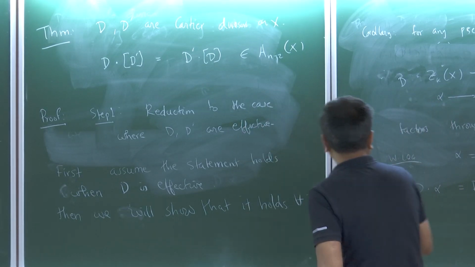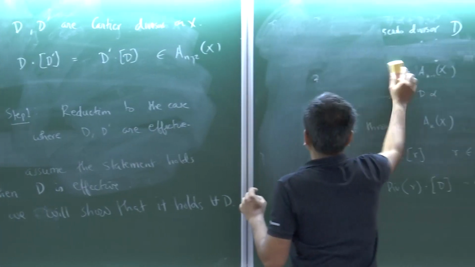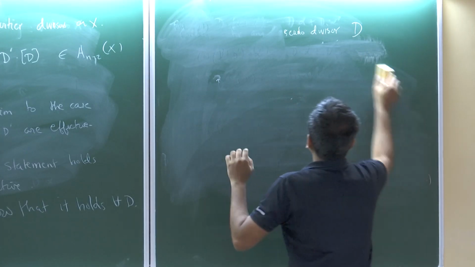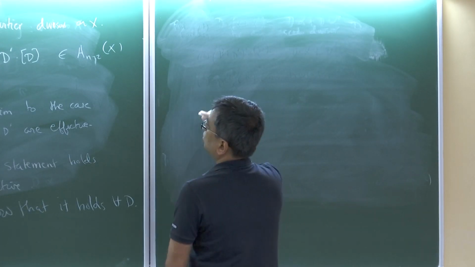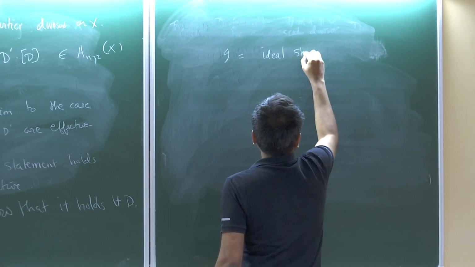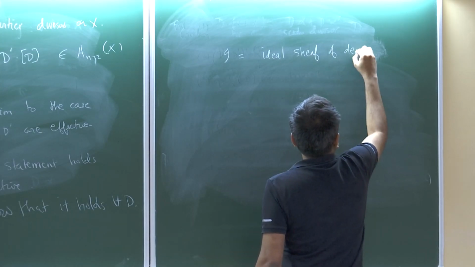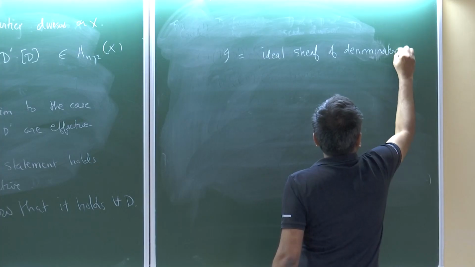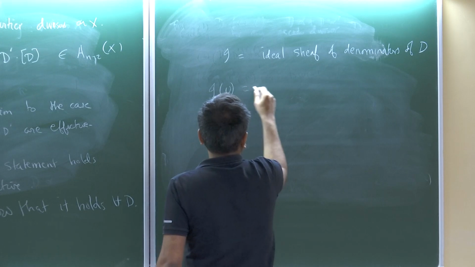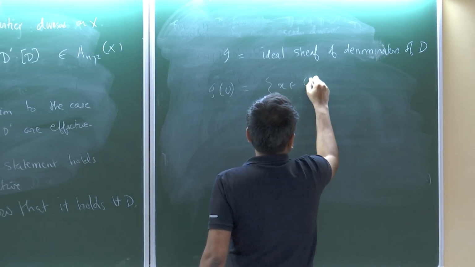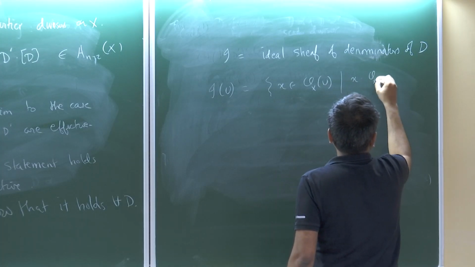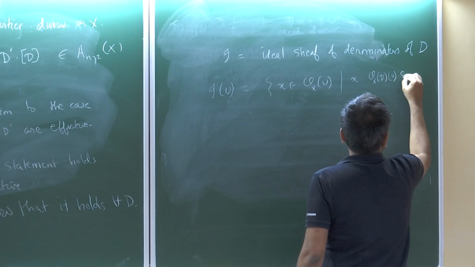How do we do this? We already discussed this yesterday. So I'm not saying that we discuss the proof. The main idea is as follows. Let I be the ideal sheaf of denominators of D. So what was this? Recall that this was defined by I(U) is the set of all x in O_X(U) such that x times O_X(D)(U) lands up in O_X(U).